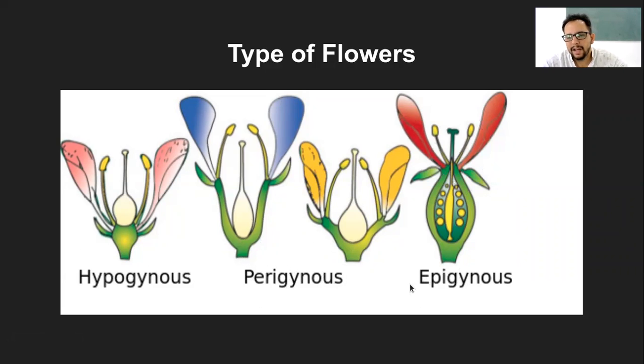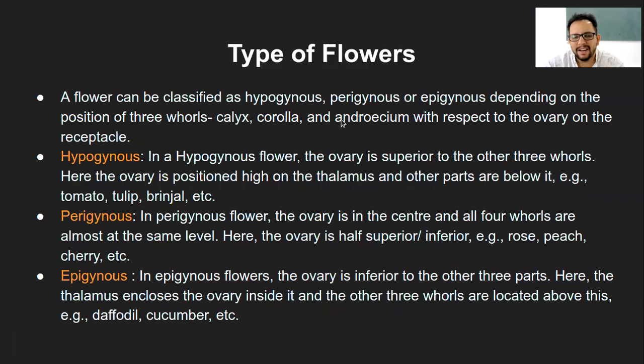And epigynous, above the ovary, all the floral parts will arise on the flower. So that is the description, and again you can read this, and the examples are also there. Hypogynous is like your tomato, tulip, and brinjal. Sometimes you might have seen brinjal with the flower at the base, right? Ovary is kind of at the center, or even tomato for that matter. I'm sure you must have seen either of these two. So that is the type of hypogynous.